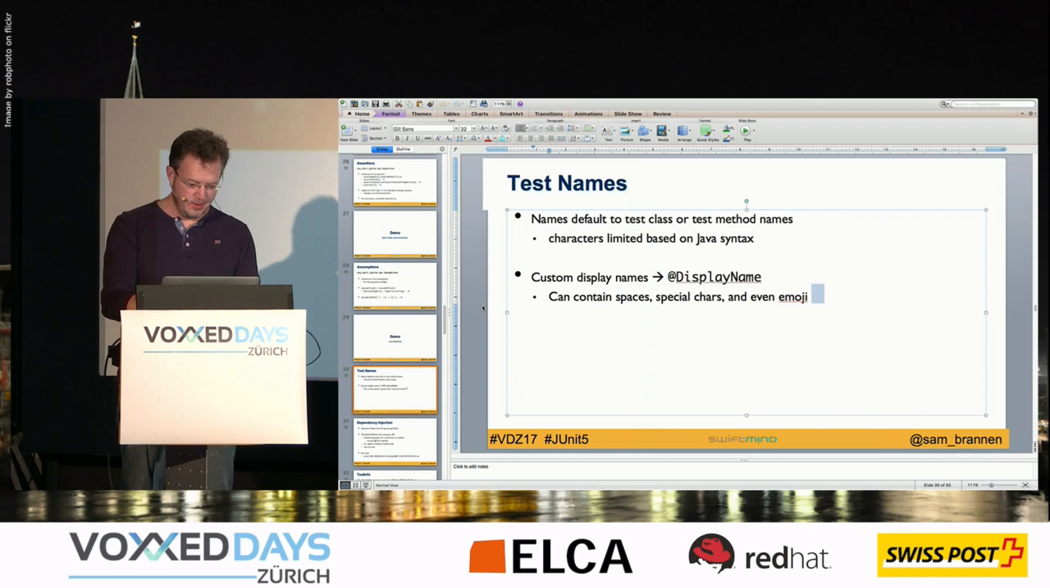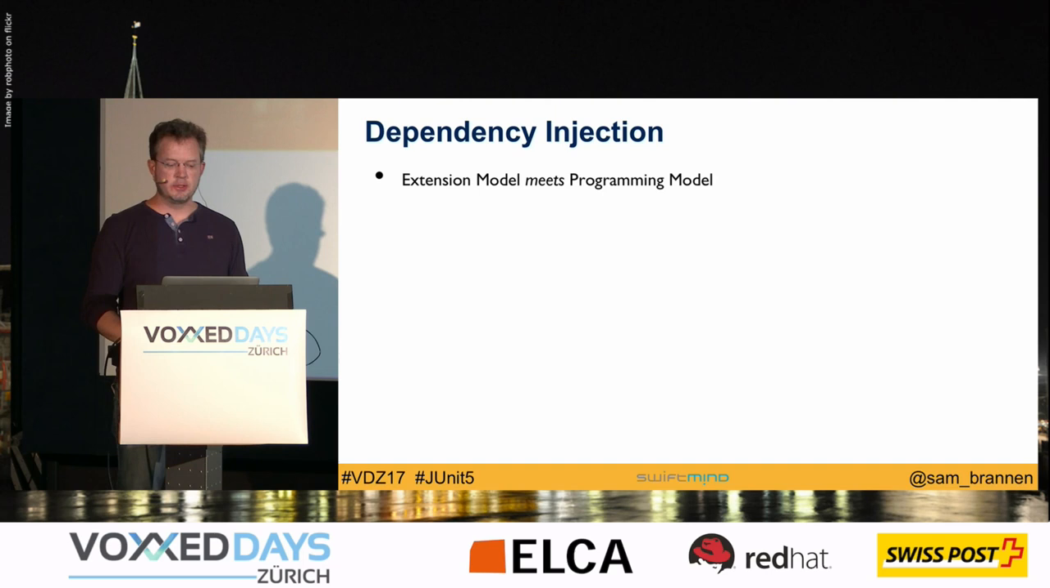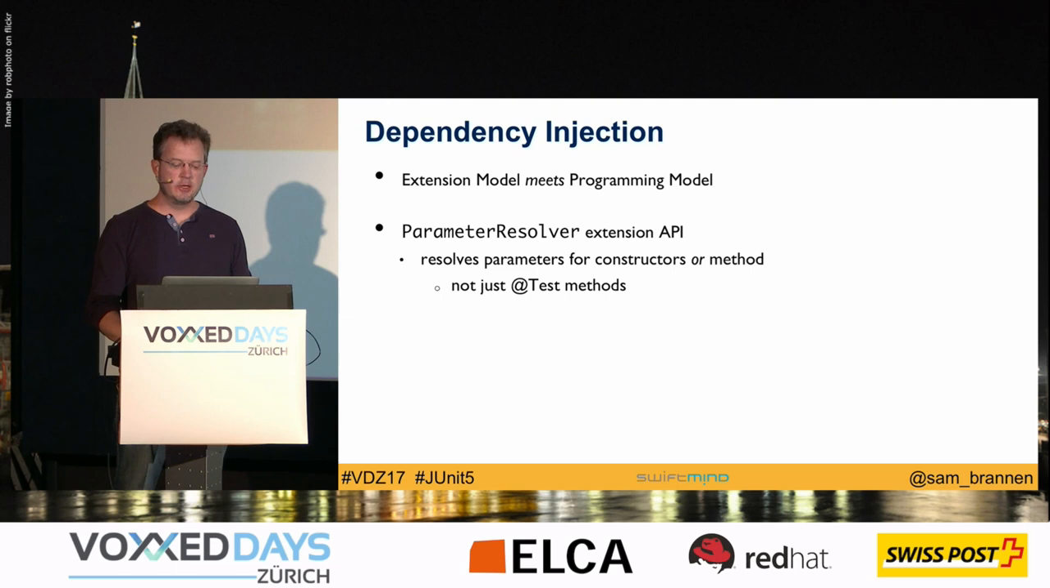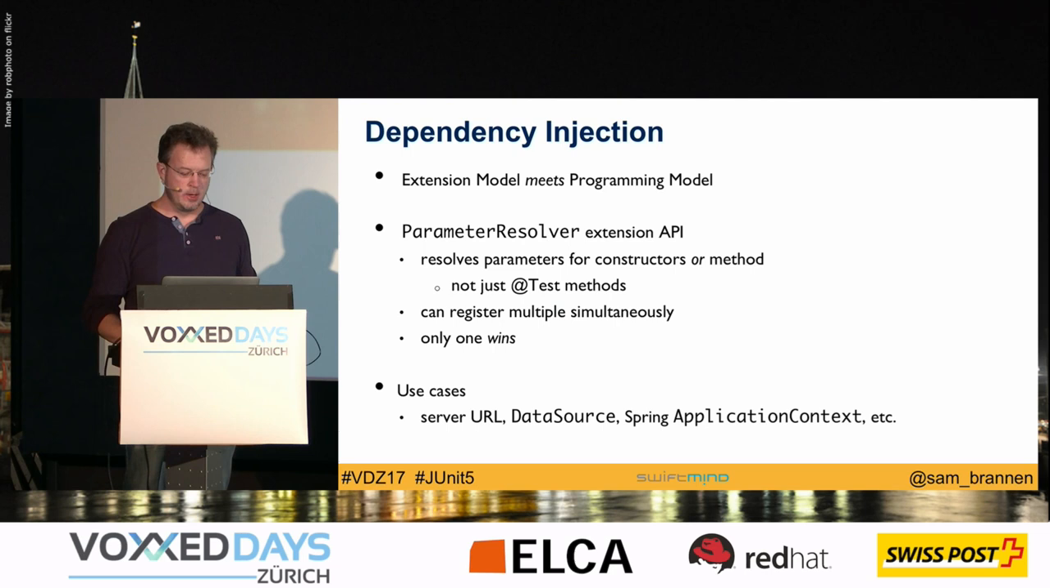So dependency injection, this is one of the places where the extension model meets the programming model. Using these parameter resolver APIs, you can implement your own. And more than likely, you'd use something from Mockito or Spring. And not just for test methods, but also for constructors or your before each methods and stuff like that. So use cases include injecting something like the URL to the server, a port number, a data source, or even an application context in Spring.